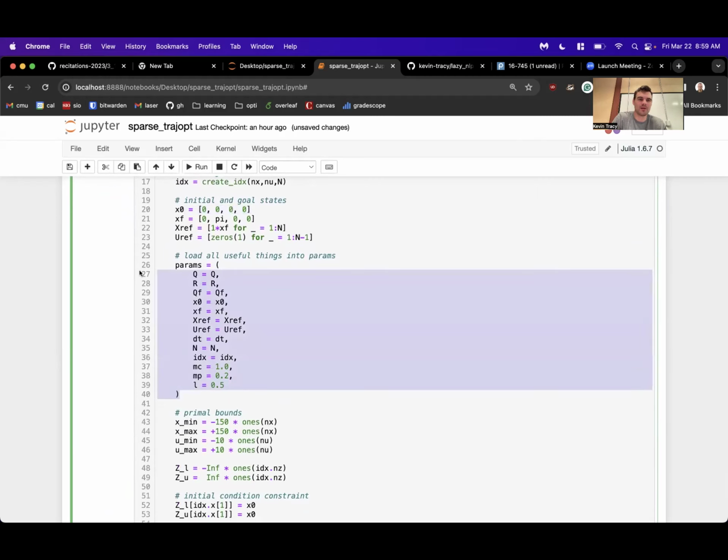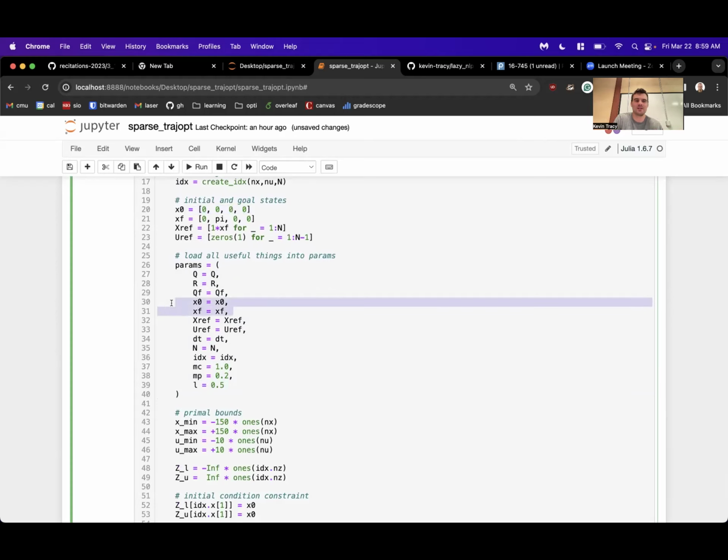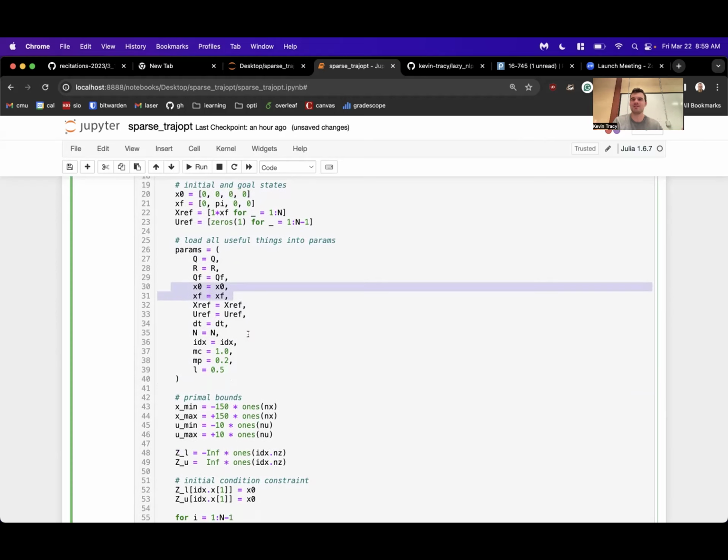And then for my params, I just load in everything I need to evaluate my functions. So this is what I need to evaluate my cost functions. This shows up in the constraints. Basically, any value I need in any of the functions goes right here.